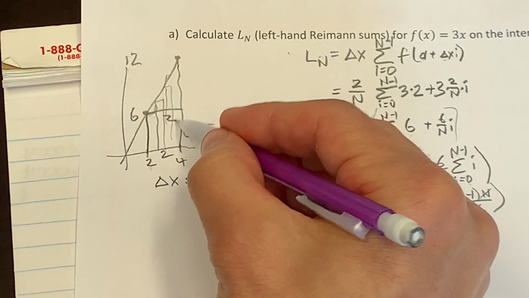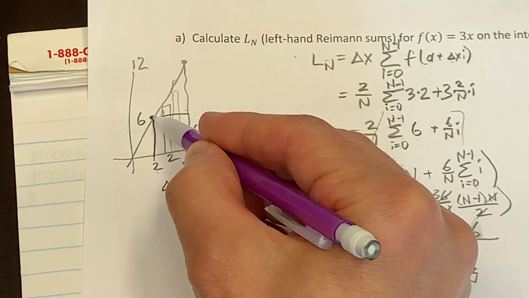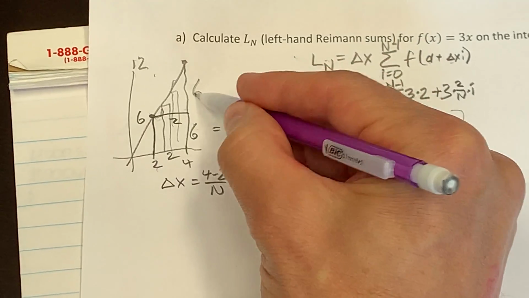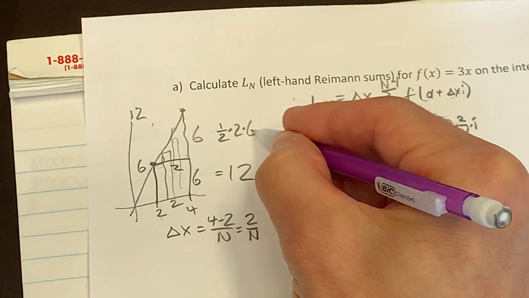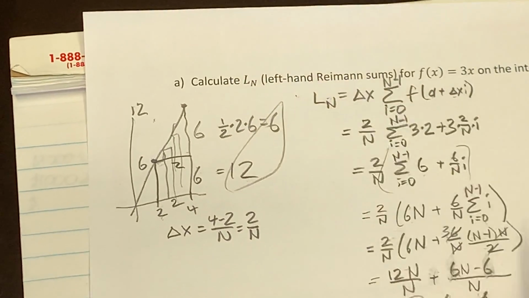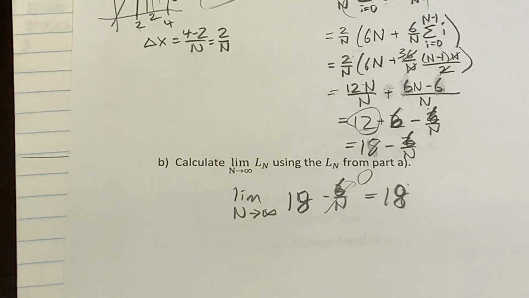Okay, so this is 2 wide, right? This is height 6 to height 12, so this is 6. What's the area of a triangle? 1/2 base times height. That's 6. Phew, they add to 18, and life is grand.